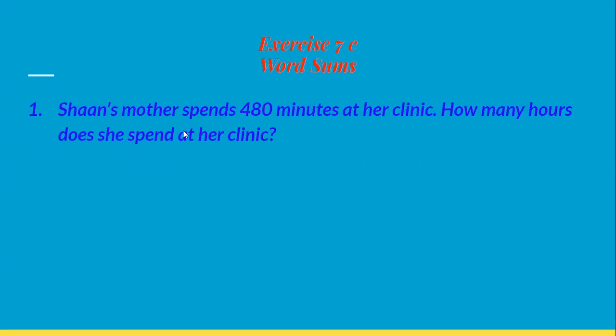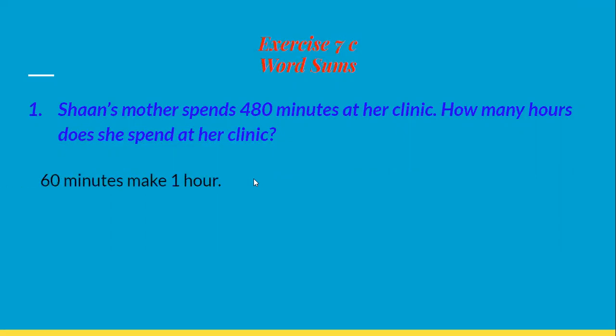So first question is, Shan's mother spent 480 minutes at her clinic. How many hours does she spend at her clinic? Means the time is given in minutes and you have to change it into hours. We know students that in 1 hour there are 60 minutes. Minutes are smaller unit and hours are bigger unit. So whenever we have to convert the smaller units into bigger units, we will divide. And we will divide it with 60 because 1 hour is equal to 60 minutes.